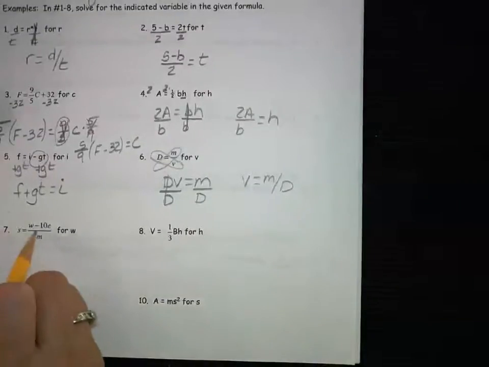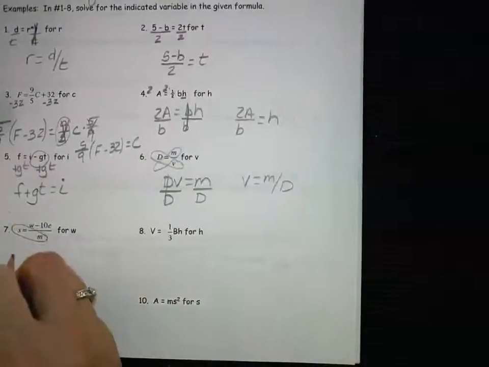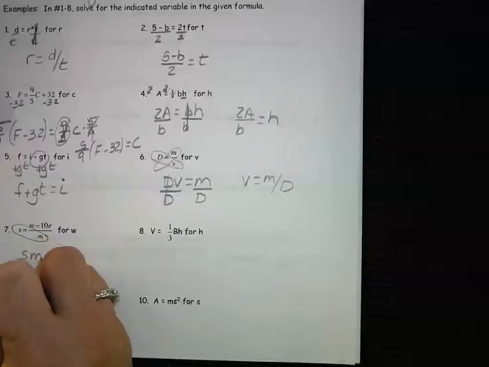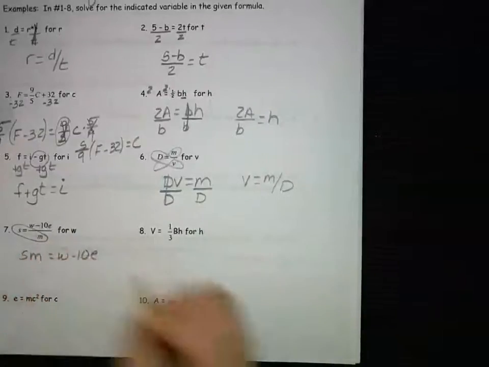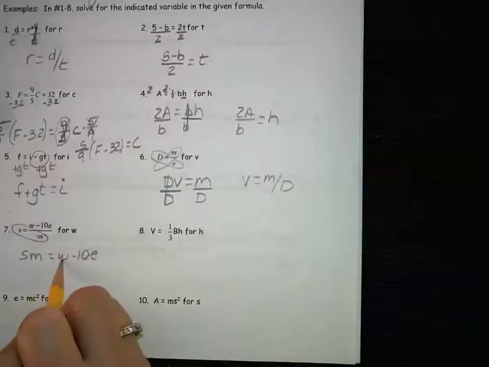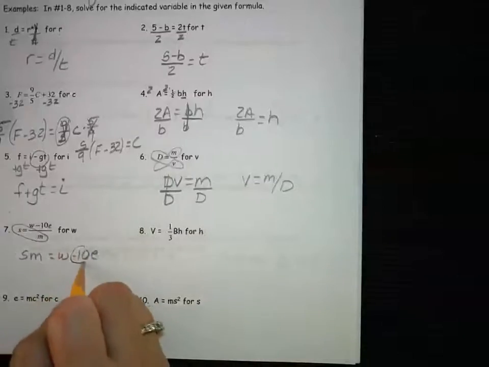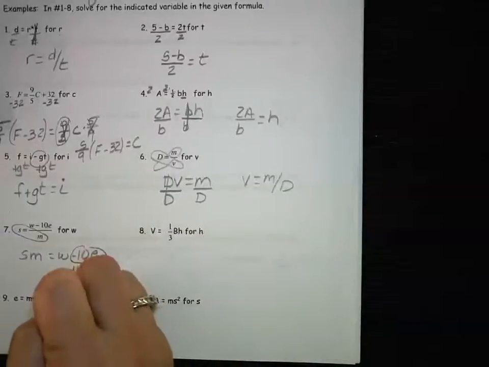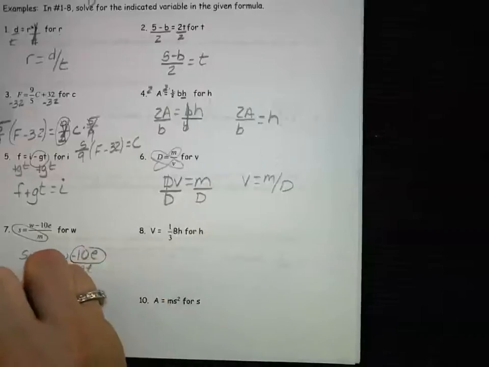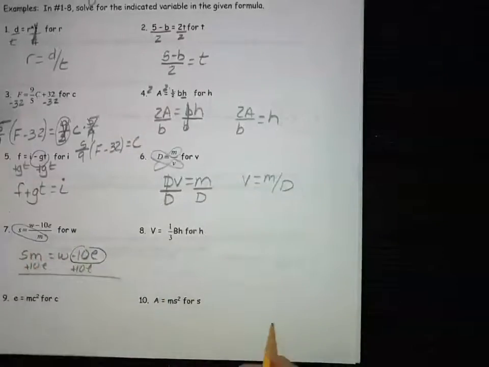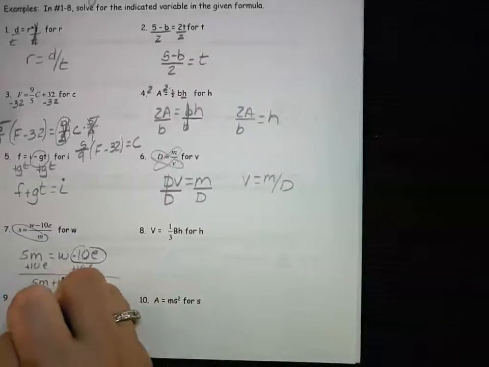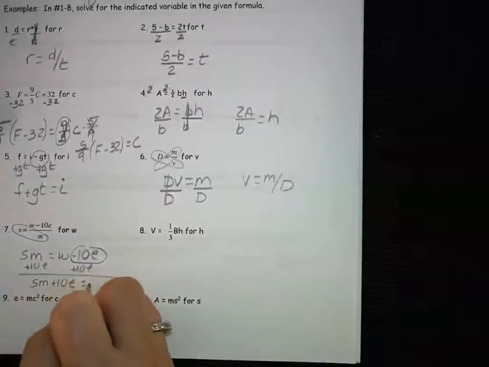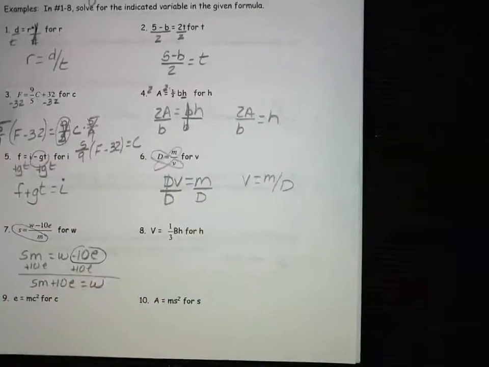Letter S, we're going to multiply this, and you will have Sm equals W minus 10E. We're trying to get the W by itself, so we will add 10E to both sides, and that becomes Sm plus 10E equals W.